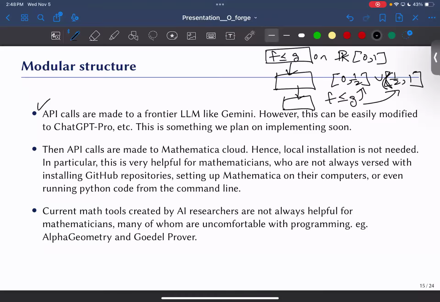All right, and current math tools created by AI researchers are not always helpful for mathematicians, many of whom might be uncomfortable with programming, like I have experience with AlphaGeometry. And of course, if you try to use other models, you might have similar installation issues and so on. So this is something that you can easily use.